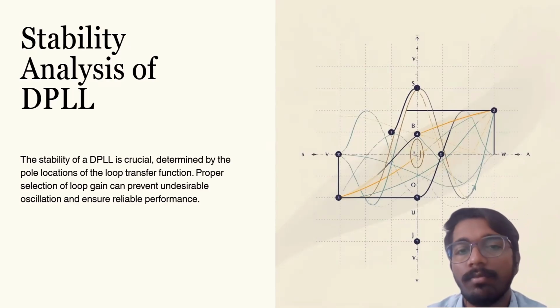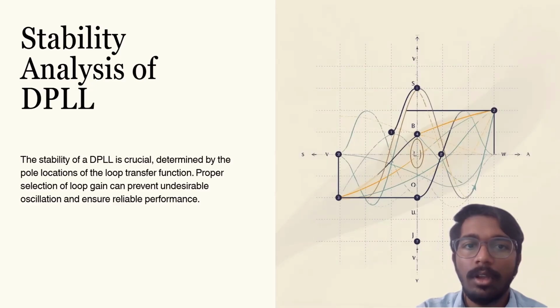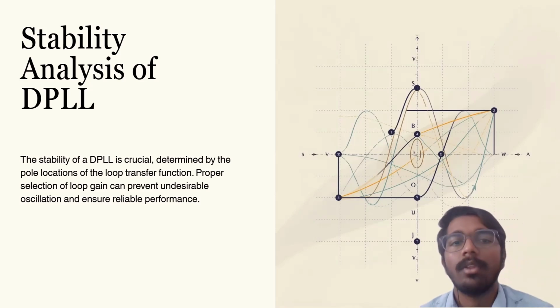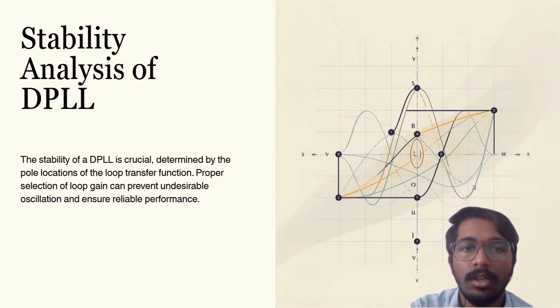unstable. If the loop gain is too low, the system becomes very slow and takes more time to lock. The loop filter design also plays a crucial role. Proper damping ensures fast, stable, and reliable synchronization.